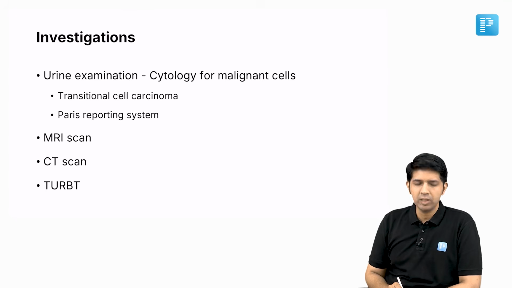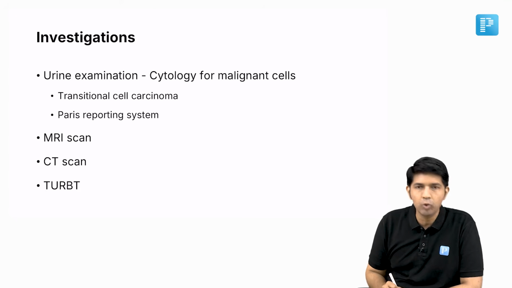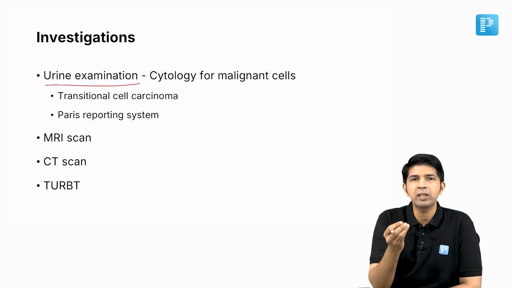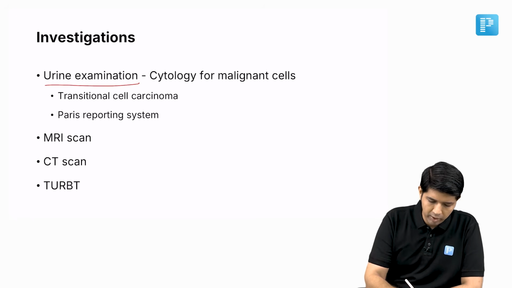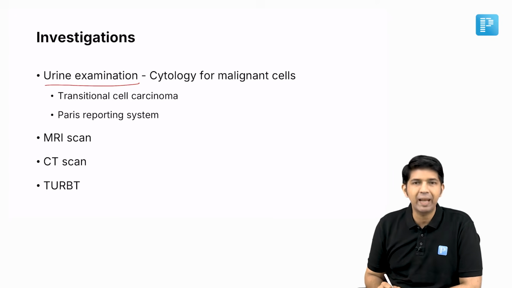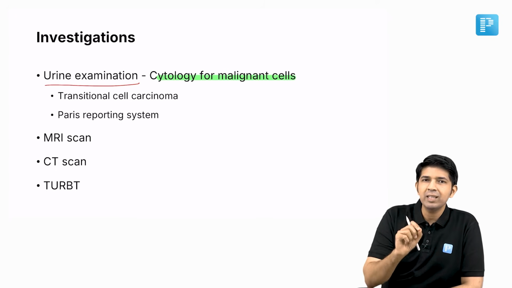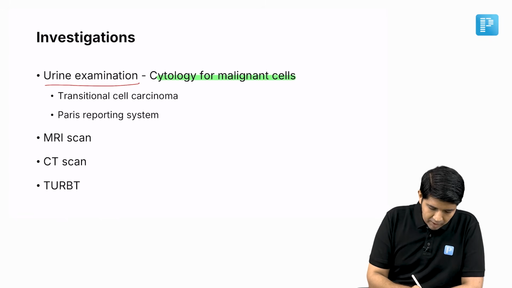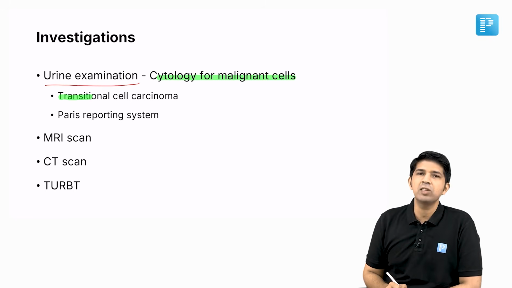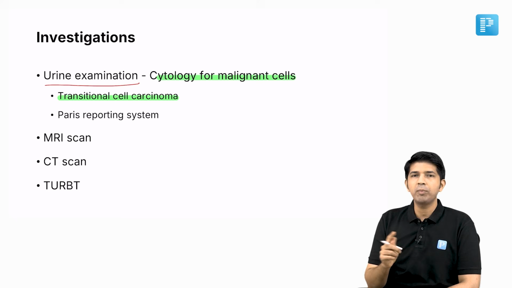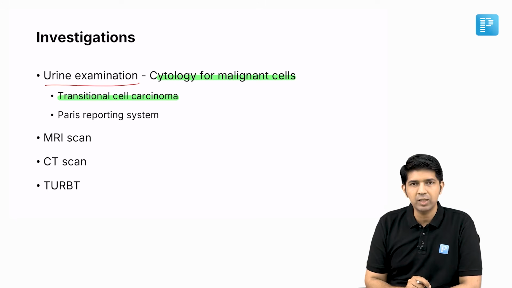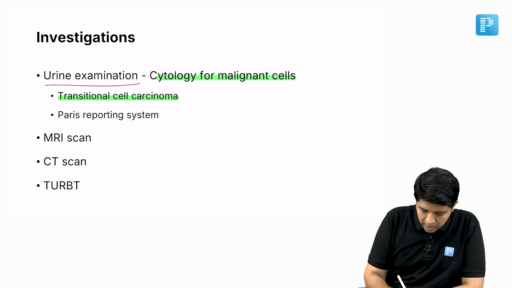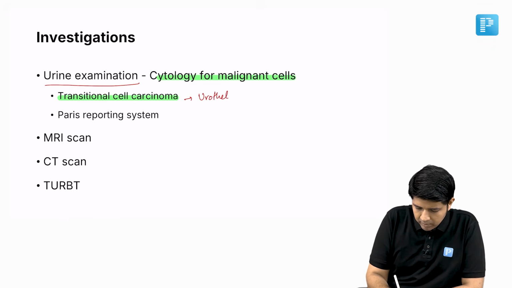Moving on to investigations, first thing you will do is a urine routine. Now, in the urine routine, you are basically looking for malignant cells. Okay, you are looking for the cytology for malignant cells. Now, this is commonly positive whenever it is associated with the transitional cell carcinoma. Okay, not with squamous, not with adeno, but transitional cell carcinoma. That is because these urothelial cells, okay, the urothelial cells have poor cell adherence.